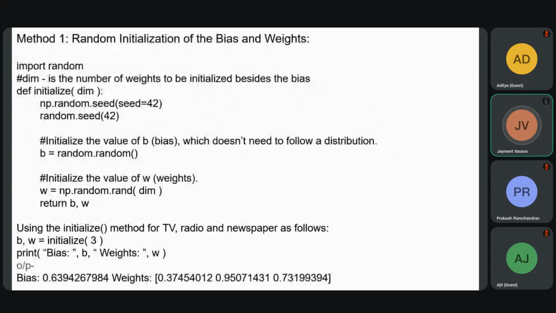So random initialization of the bias and weights. First we will define a function called initialize, which will take a parameter dim. We'll keep a random seed value of 42. To initialize the bias, we'll use a random function of Python, because we don't need the bias value to follow any kind of distribution.